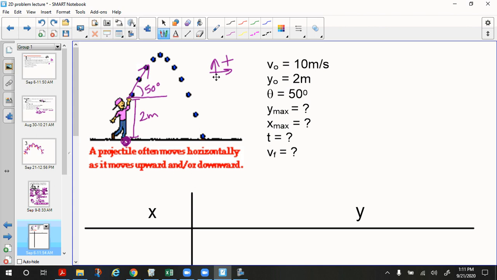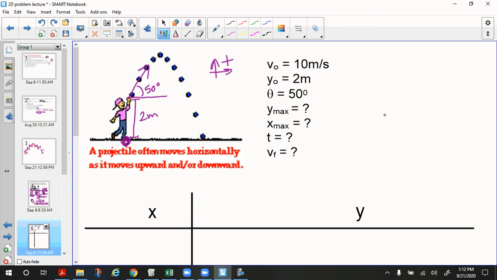All right, so we've set up the problem. We need to know how high the ball goes. We need to know how far the ball goes. We need to know how much time it takes. And then we need to know the final velocity. We got a lot of things to figure out.